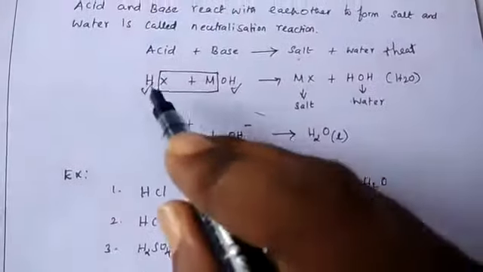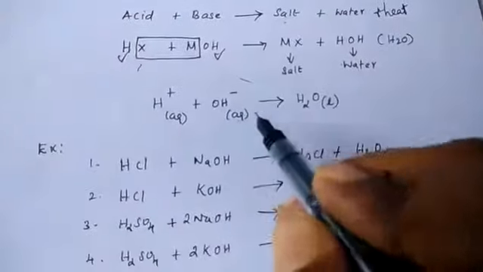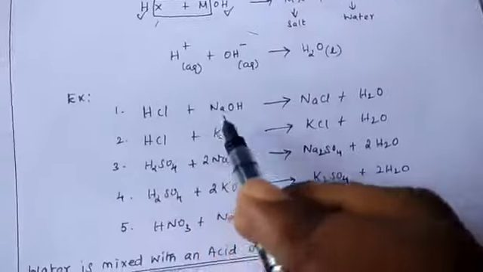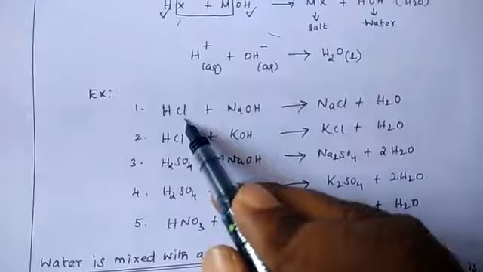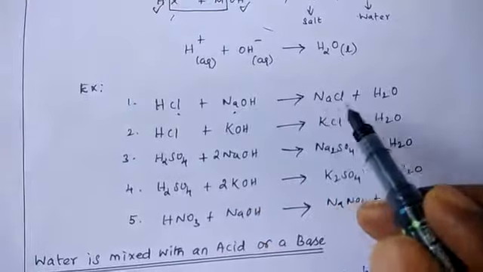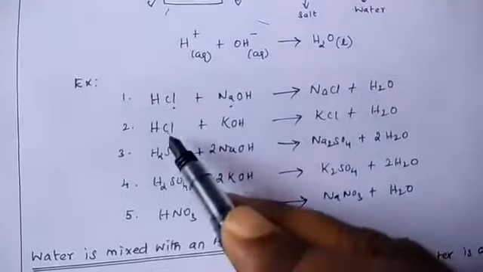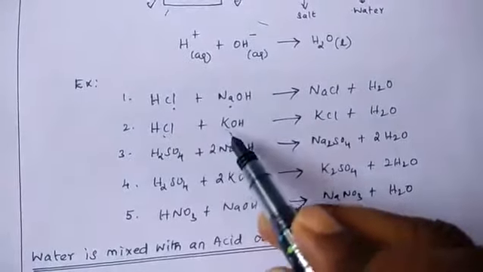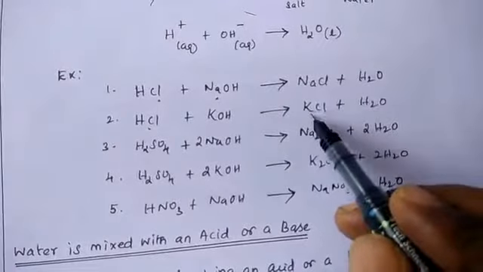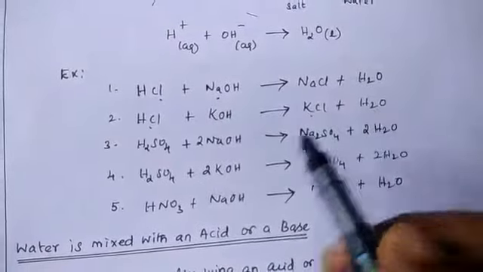That is an H plus ion and this OH minus ion react, and water is formed. Example: hydrochloric acid reacts with sodium hydroxide to form sodium chloride and a water molecule. Hydrochloric acid HCl and potassium hydroxide KOH form KCl, potassium chloride, and a water molecule.